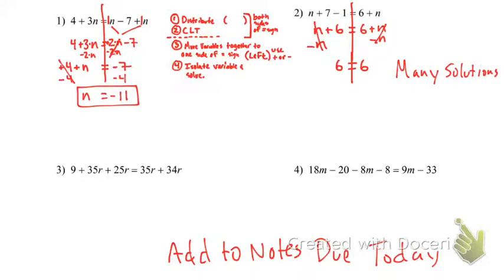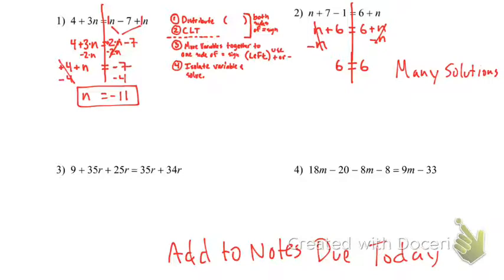So I wanted to throw this example in here because this does happen sometimes when you are solving. The variables do cancel out, and if you end up with a true statement, because 6 is equal to 6, your answer would just be many solutions. Okay?